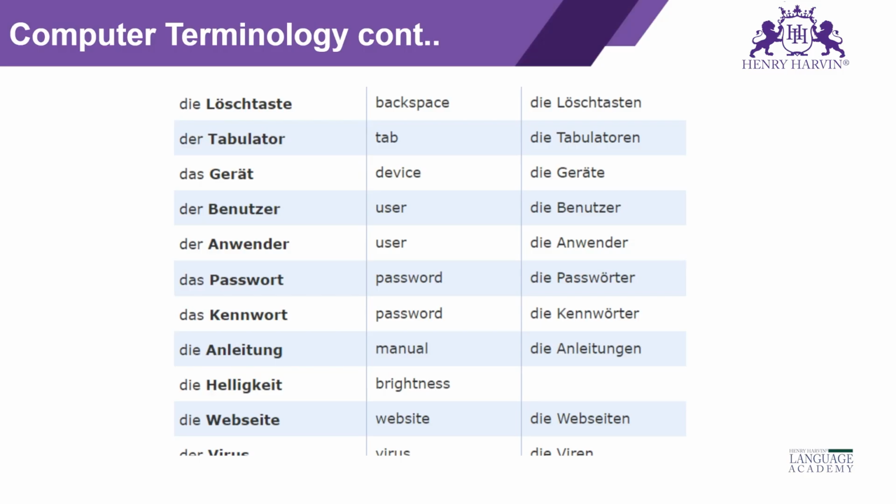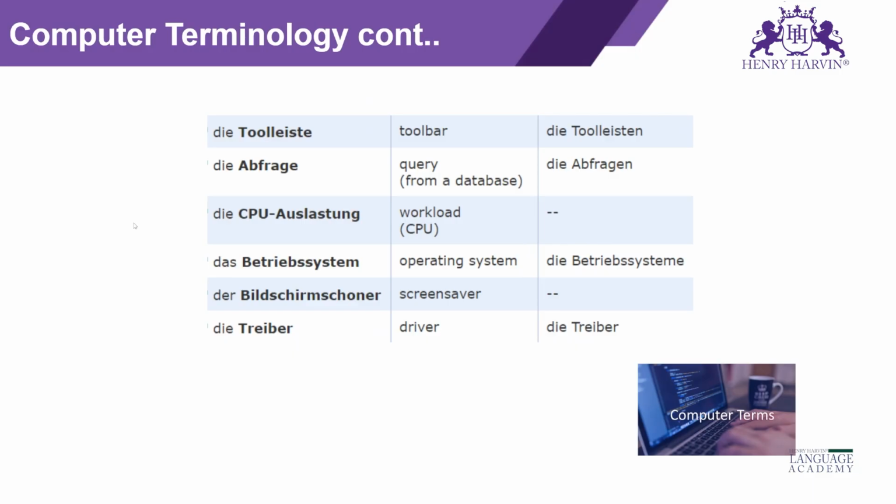Tabulator, that is tab. Device as Gerät. Benutzer, user. We can also say Anwender. Password as password, or we can also say Kennwort. Einleitung, manual. Helligkeit, brightness. Webseite, that is website. Virus is virus. Toolleiste, toolbar. Abfrage, query. CPU, Auslastung. So that is CPU as Auslastung, workload, CPU. Betriebssystem, operating system. Bildschirmschoner, screensaver.